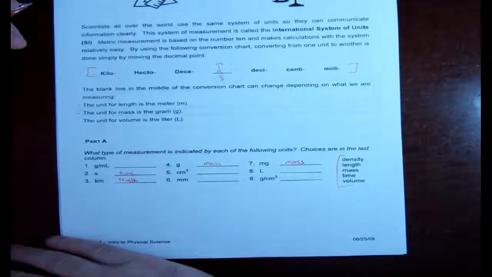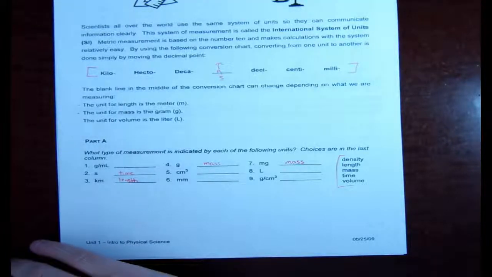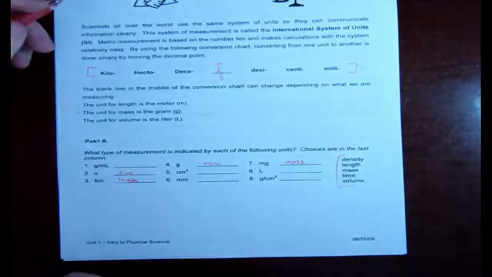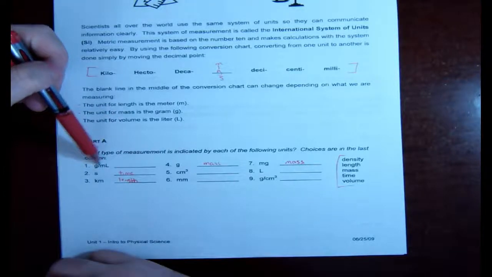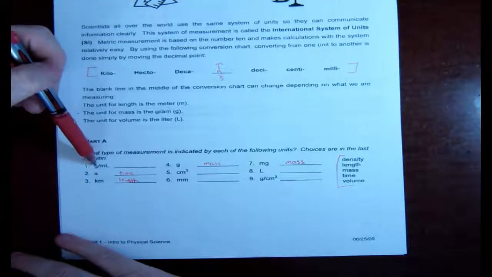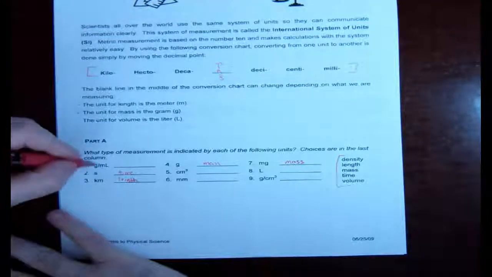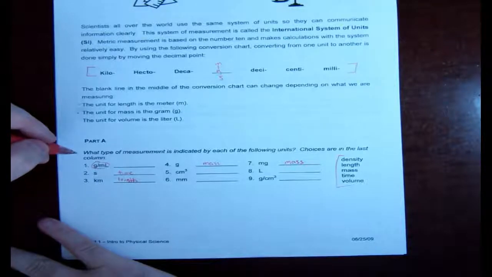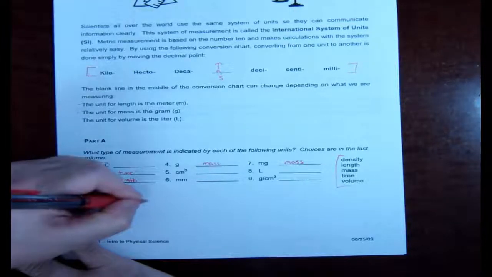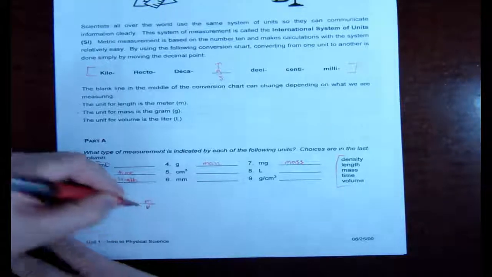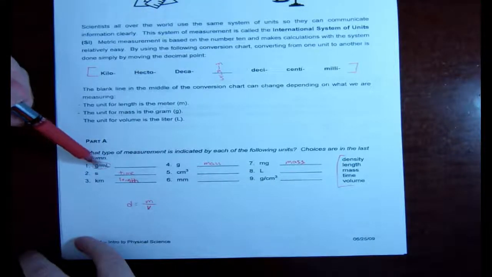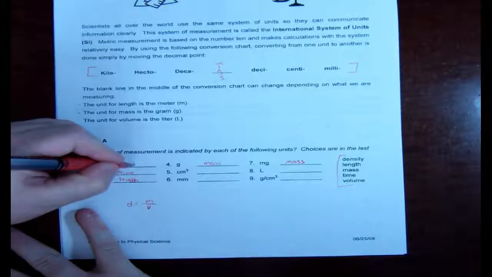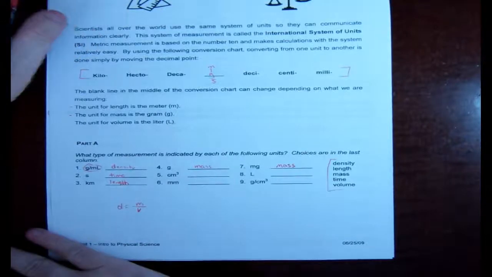Alright, let's look at number 1. Number 1 is grams per milliliter. Now this one's a little different because what I just said was, look at the last letter. But if there is a slash in here, that means the unit is this whole thing. So remember, if we think about our formula for density, density equals mass divided by volume, right? Liters is volume, and that's our mass. So mass divided by volume is density. So that's why this is density. Bam. Done.